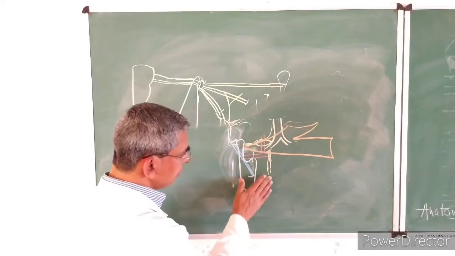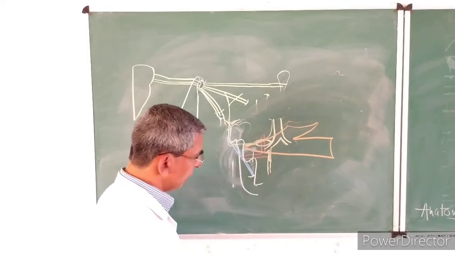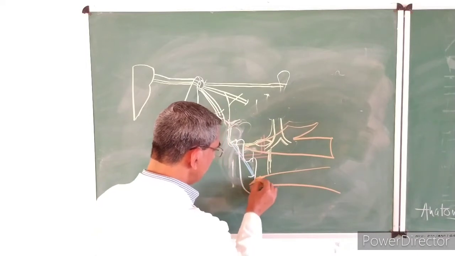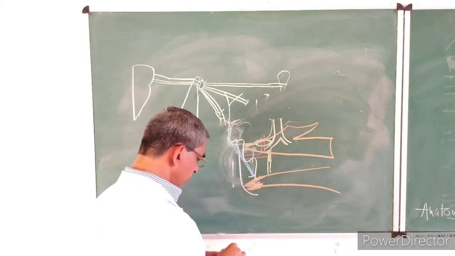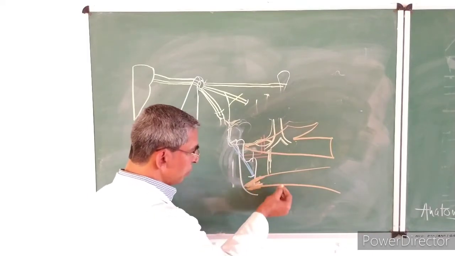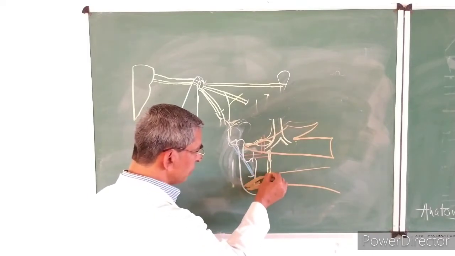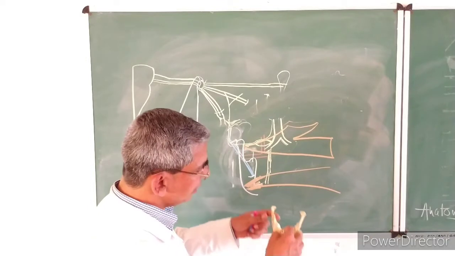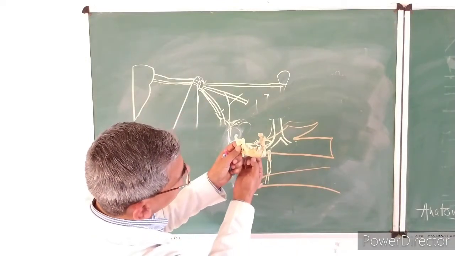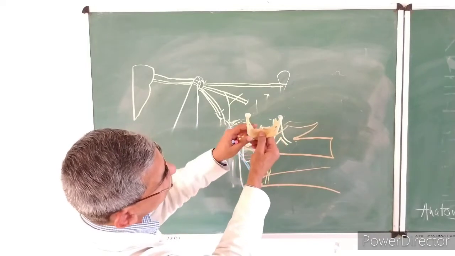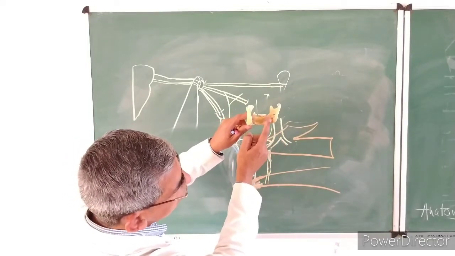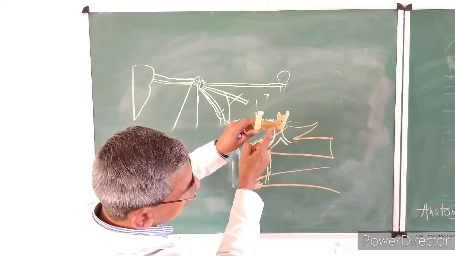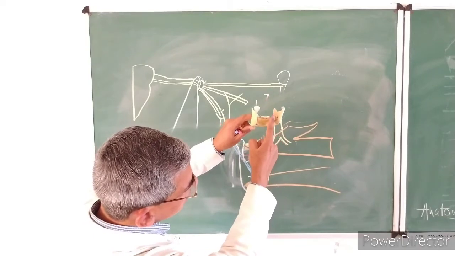Then it passes superficial to the medial pterygoid muscle here. So it comes superficially, between the mandible and the medial pterygoid muscle. Then it passes behind the third molar tooth, between the origin of the superior constrictor muscle superiorly and the mylohyoid muscle inferiorly. So it descends downward like this.